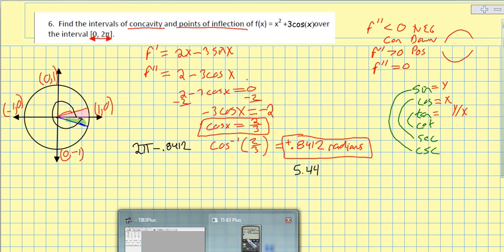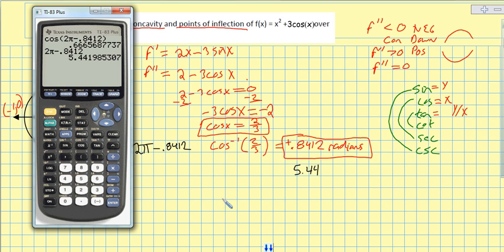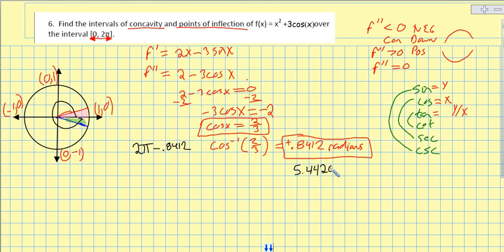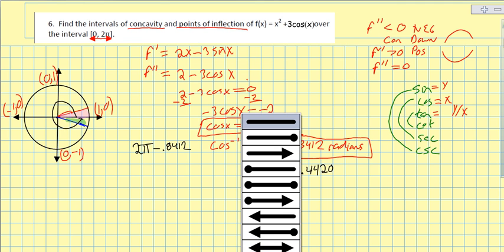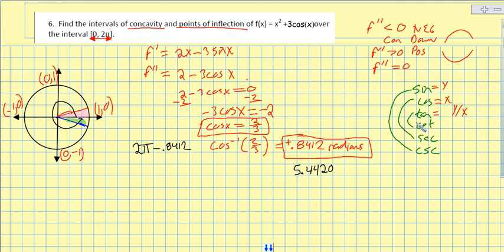Let's get that back up there. 5.442, let's say. Now we did 4 places before. Let's do 4 again. 4420. Okay. So this is when our possible points of inflection are. So of course we would draw our number line down here, and we'll analyze our second derivative.